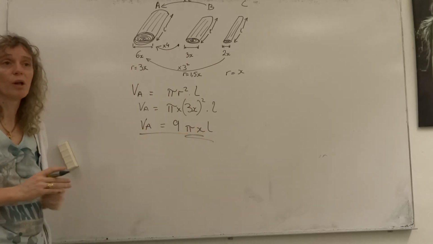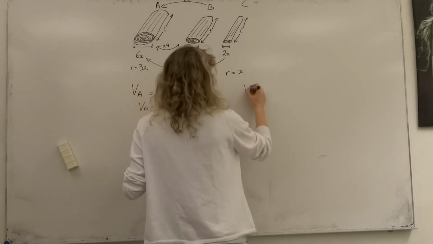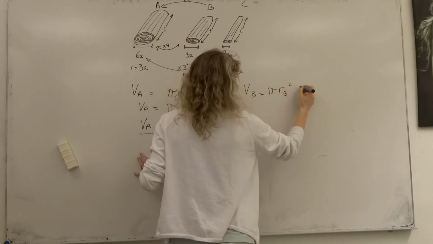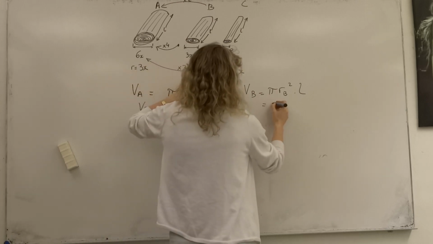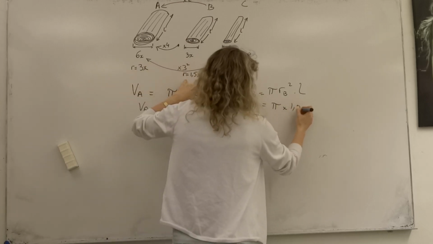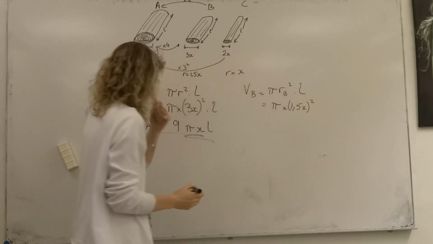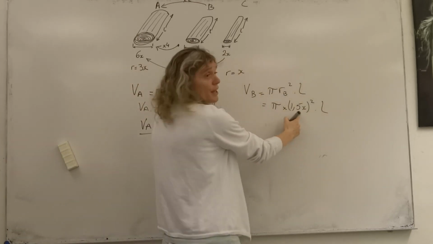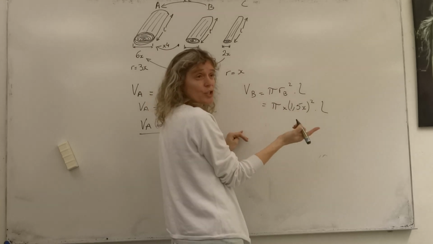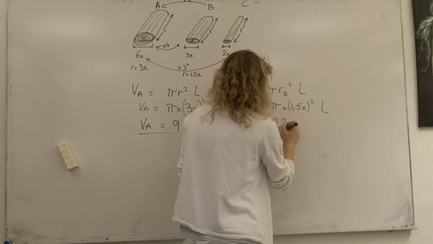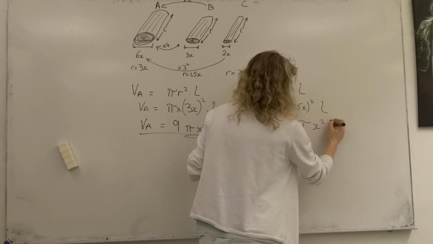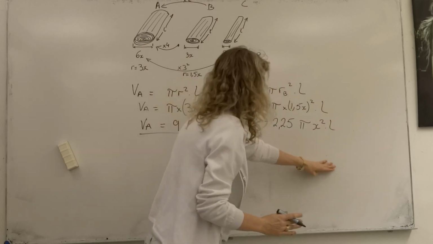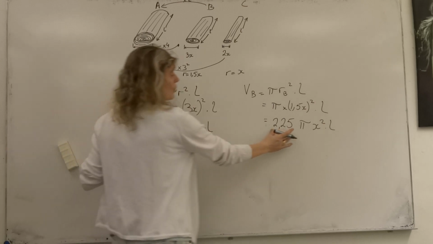We won't solve it, we won't multiply by pi or anything else, because when we work out the volume of cylinder B, we'll be using pi, the radius of B, squared times L. The radius here is 1.5x, so we get pi times 1.5x all squared, multiplied by L. 1.5 squared is 2.25. So that will be 2.25 times pi times x squared times L. Notice that this part is the same as that part. That's why I put it at the end there. So everything else is the same, and here we've got 9, and here we've got 2.25.